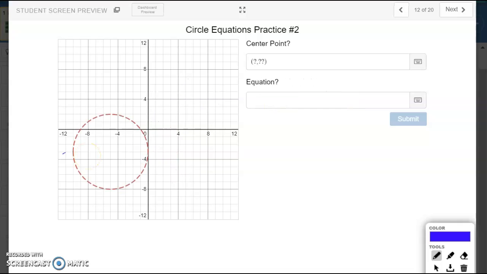Card number 12, again, draw your horizontal and vertical lines from the widest point. Okay, and the center is right there. So that means it's going to be negative 5 comma negative 3. And the radius is 1, 2, 3, 4, 5. The radius is going to be 5. So what is the equation going to be? I hope you can figure it out.